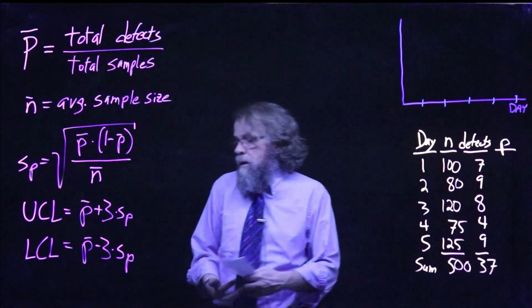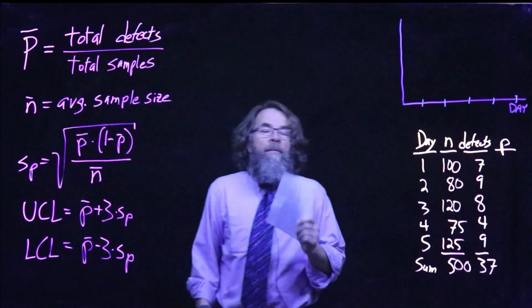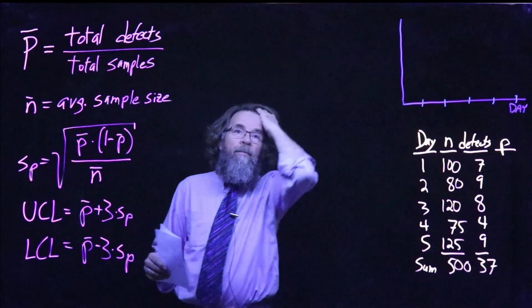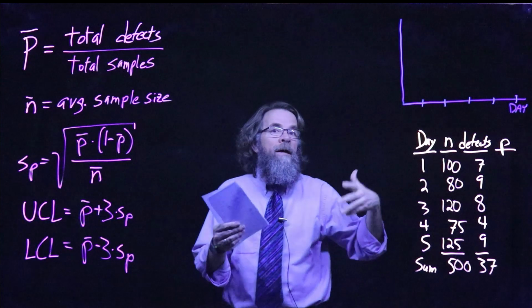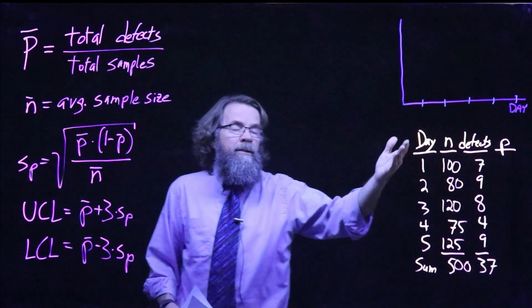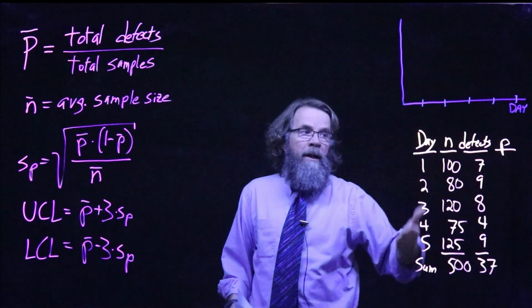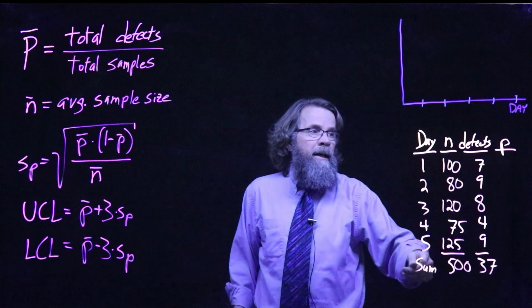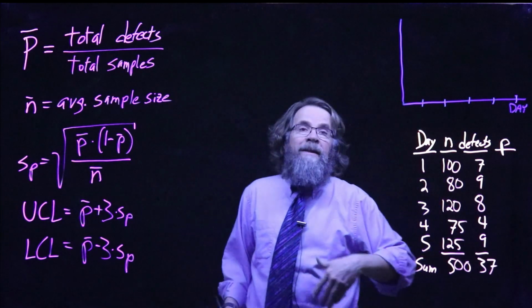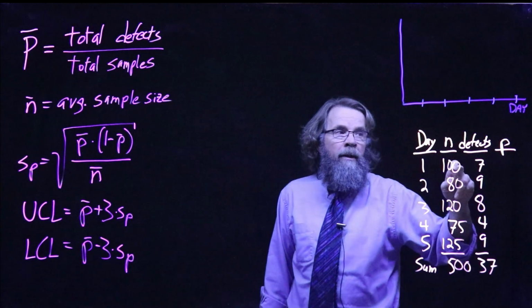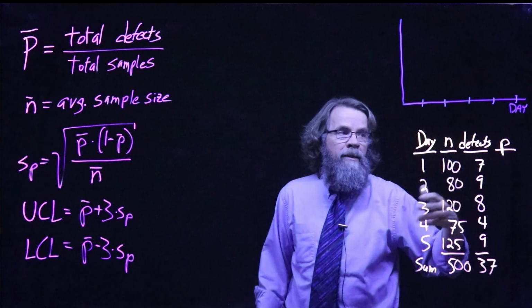Hello, in this video we are going to be computing the control limits for a P chart, where we look at the percentage of products or items that are defective. We start out by assuming that we've been collecting data every day or every hour, whatever. So I'm calling it days, and we need to know how big the sample size is every day. And so here we collected 100 samples and then 80, etc.